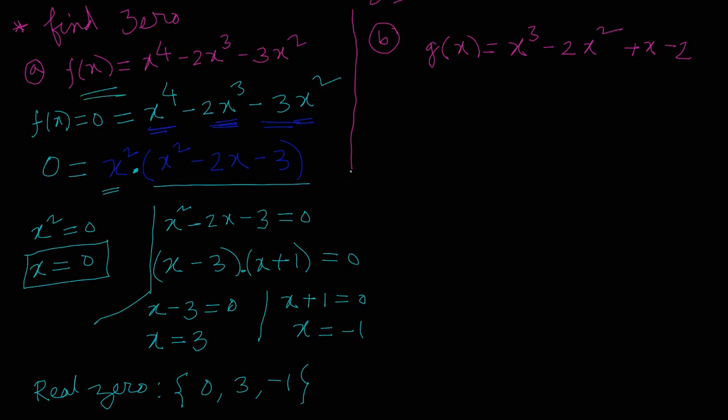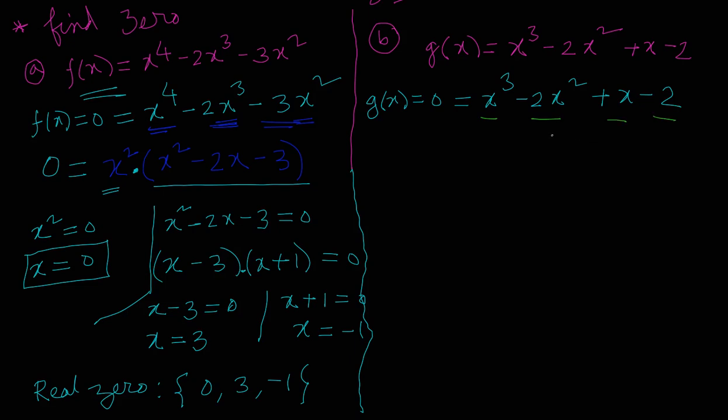All right, so let us now look at the second polynomial. Now again, I am going to equate g(x) equal to 0 to find out the zeros. So my polynomial is x cube minus 2x square plus x minus 2. So now as you can see, in this case I have how many terms? I have 4 terms: x cube, negative 2x square, plus x, minus 2.